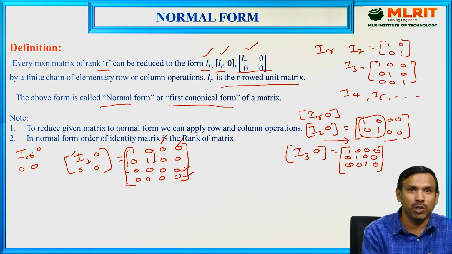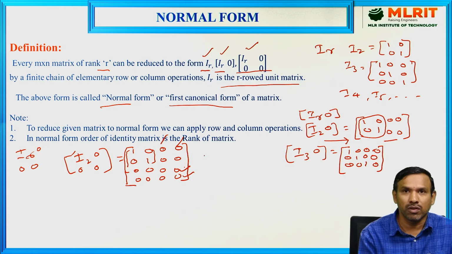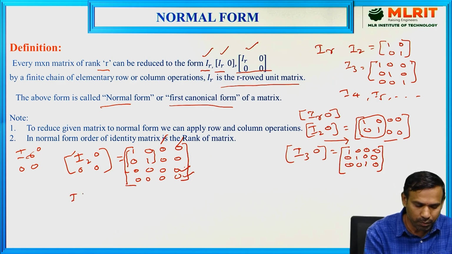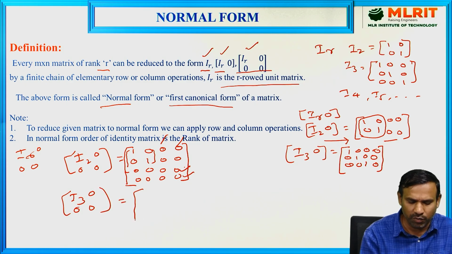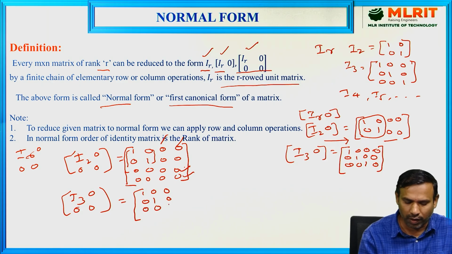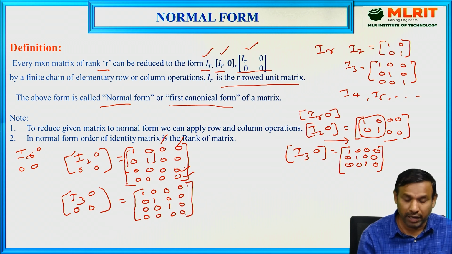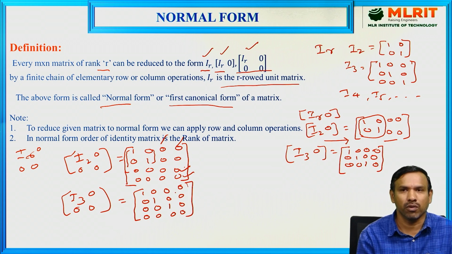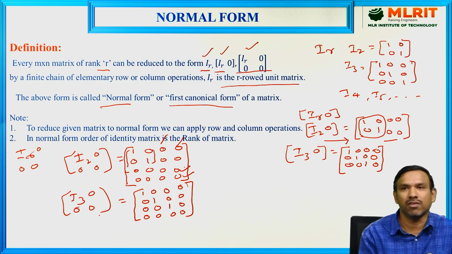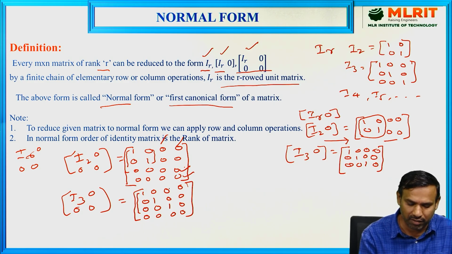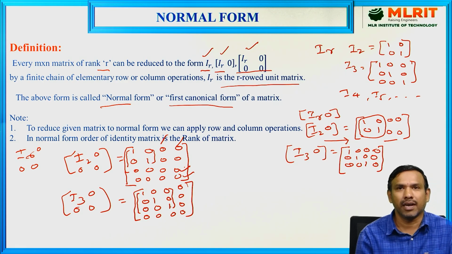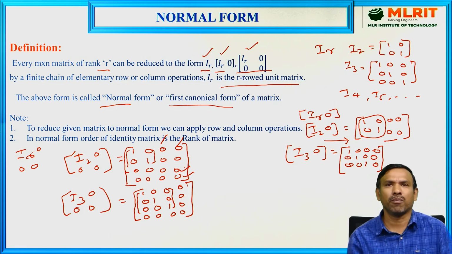So I_R may be I_2, I_3, I_4, anything. Suppose we take I_3, [I_3 0; 0 0]. It involves I_3, [1 0 0; 0 1 0; 0 0 1], and some additional 0 rows, maybe one or two, and more extra 0 rows and 0 columns also. However many there may be, we call it [I_3 0; 0 0]. Basically it involves one I_3 matrix, the identity matrix of 3 by 3. These forms are all called normal forms.